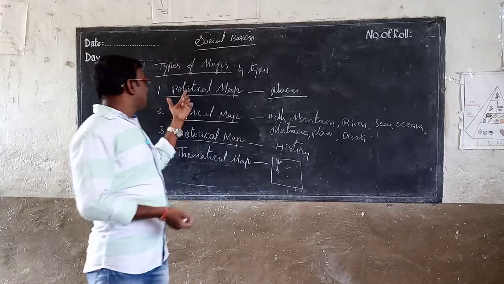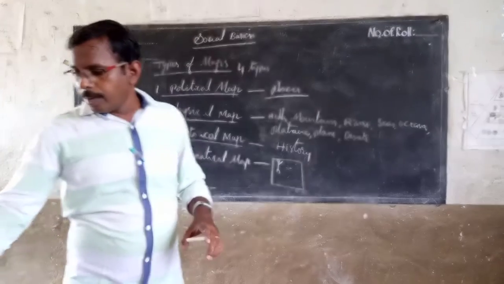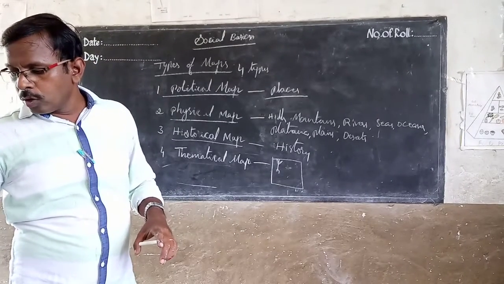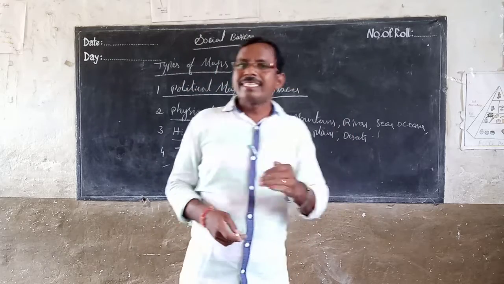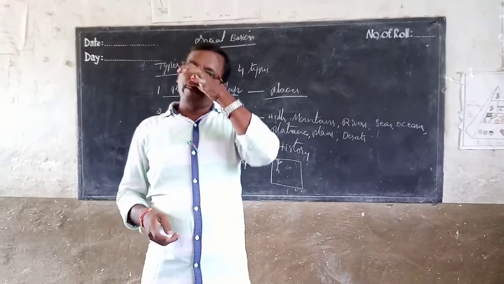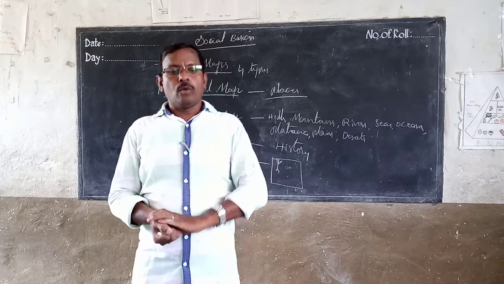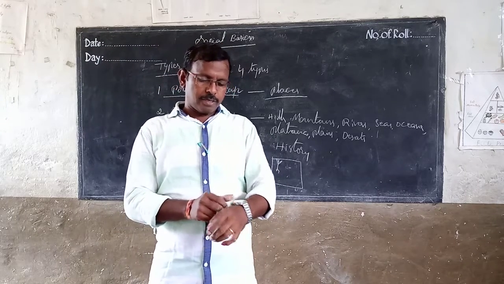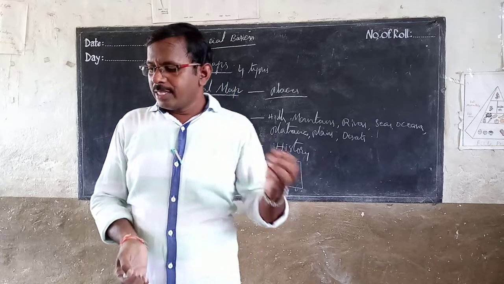Okay, the important maps are the political map and the physical map. This is mainly what we have to know in this video. So my dear students, this is mainly what we have to understand. Another important basics we will discuss in the next video.